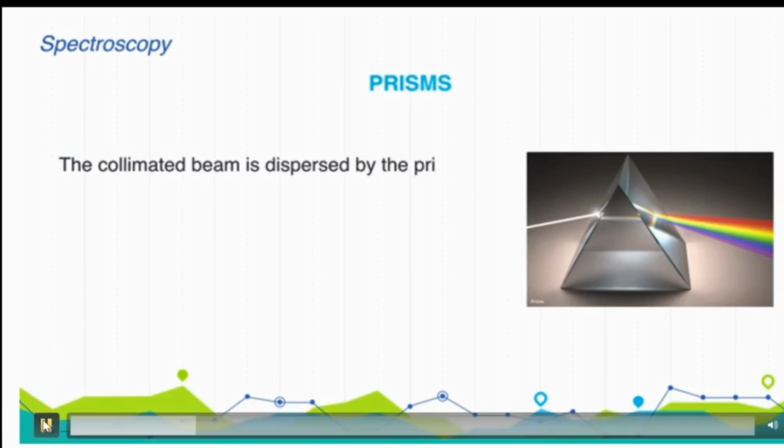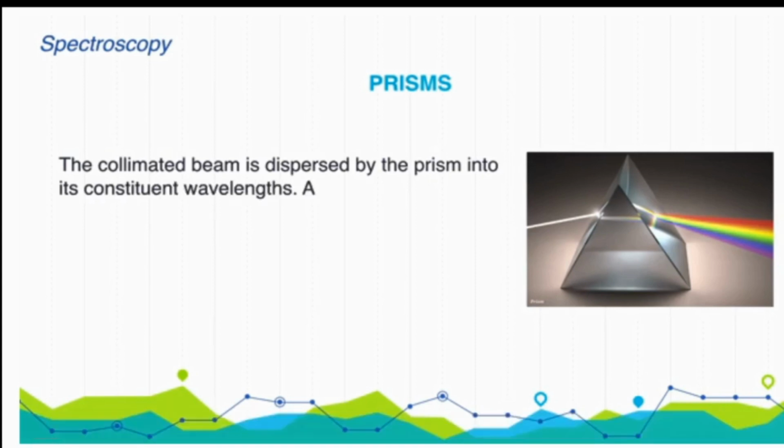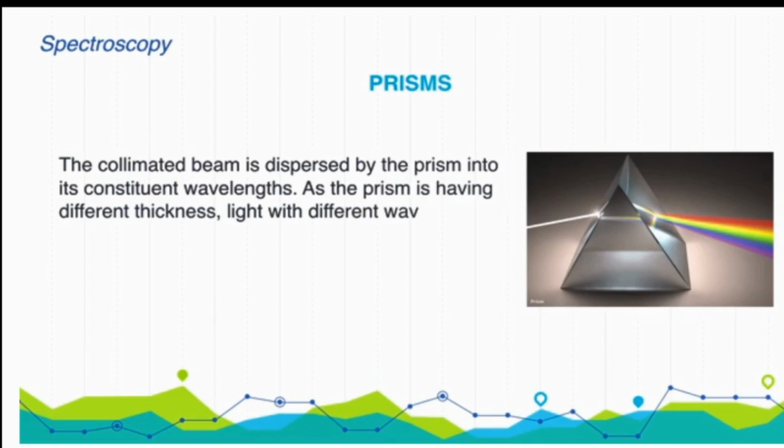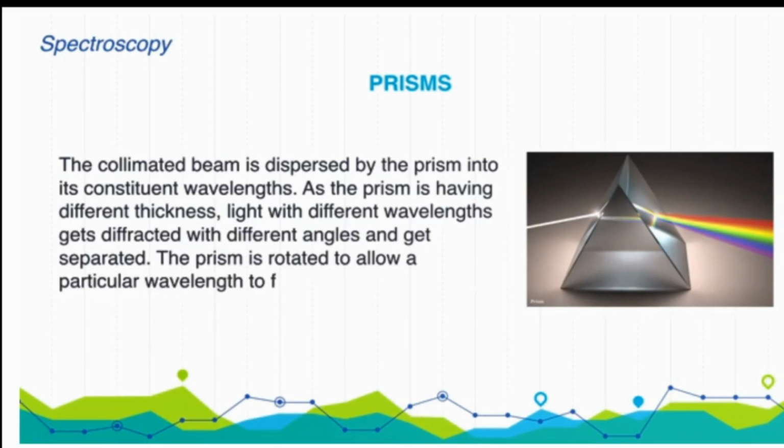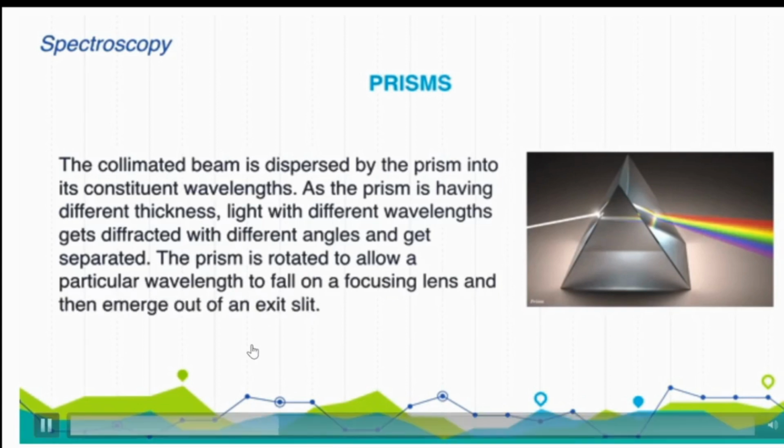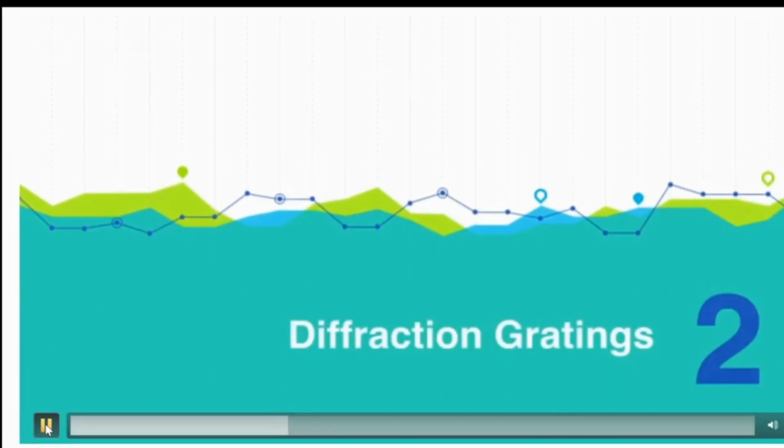By the prism into its constituent wavelengths. As the prism is having different thickness, light with different wavelengths get diffracted with different angles and get separated. The prism is rotated to allow a particular wavelength to fall on a focusing lens and then emerge out of an exit slit. Let's talk about diffraction Next is about grating type. gratings.